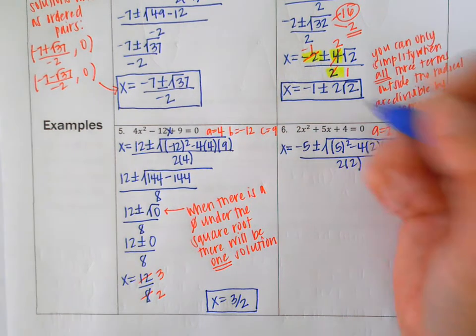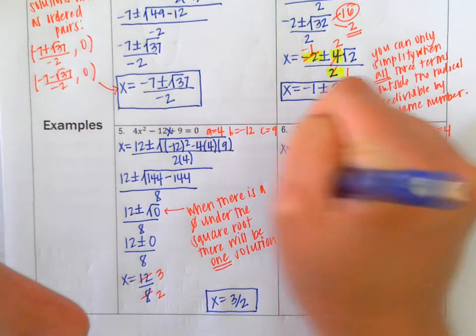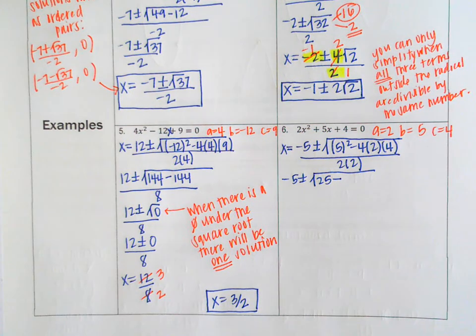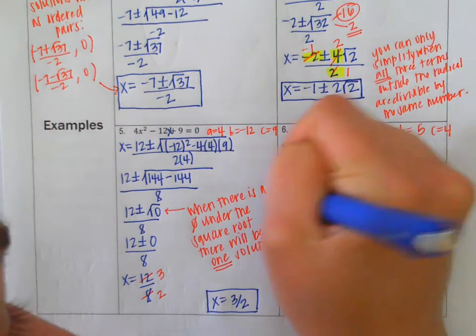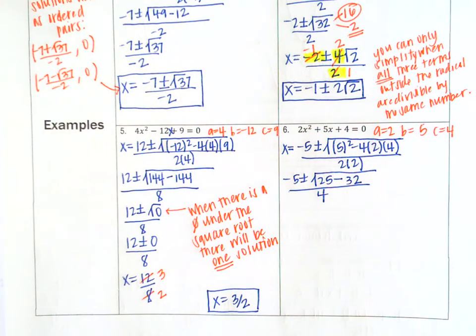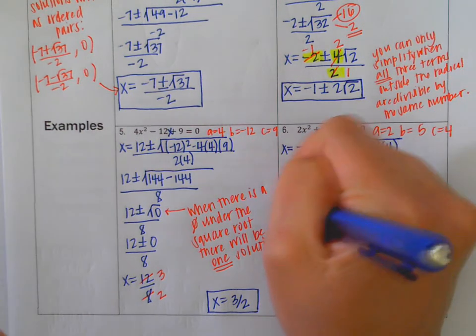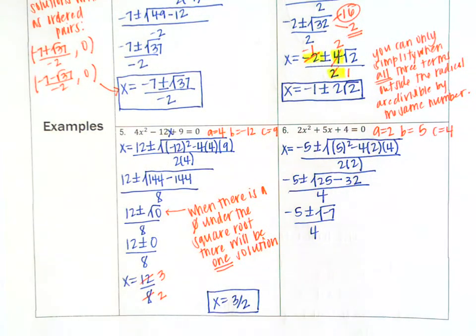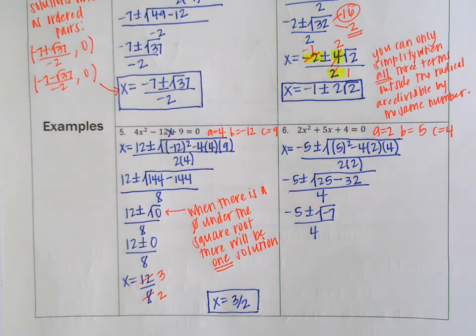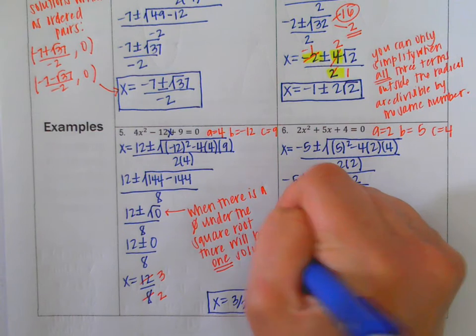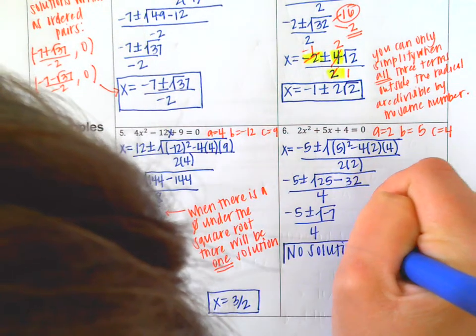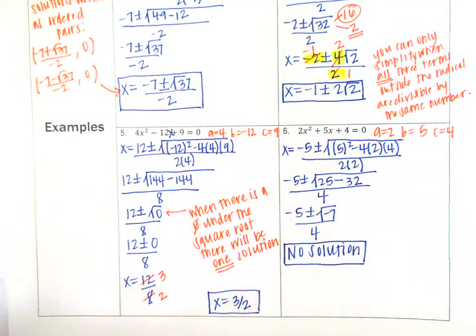And then I simplify. So 5 squared is 25 minus 4 times 2 times 4, which is 32, all over 4. Well, 25 minus 32, what happens? Well, I get a negative. And if you guys remember from the last video, what happens when there's a negative inside the square root? We can't take the square root of a negative, so what that means is no solution. Which means that the parabola doesn't ever cross the x-axis.